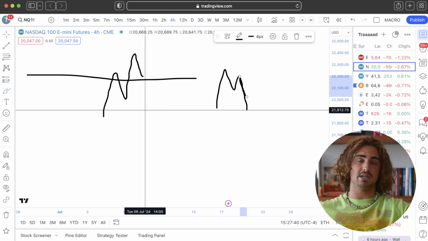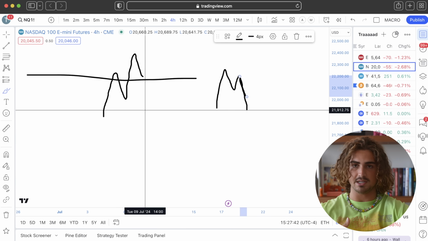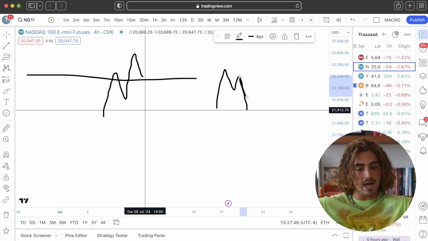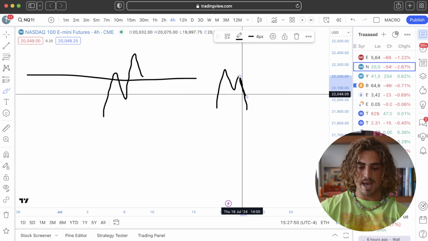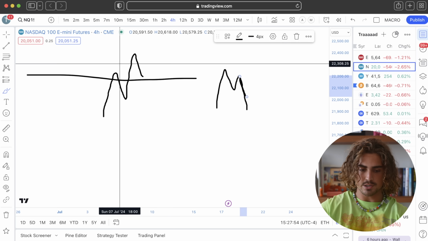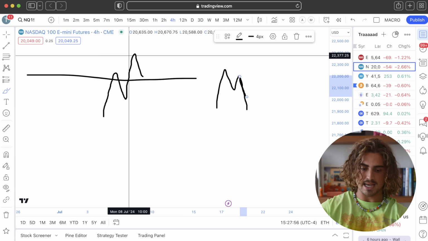Why? I've said this so many times, because price is fractal. All this stuff that I teach happens on every single time frame. So whether you're a scalper, whether you're a swing trader, you can apply this to whatever you guys want. So ES makes a lower high and goes down, but on NASDAQ, we see that it makes a higher high. So we can identify, hey, NASDAQ is the lagging index.